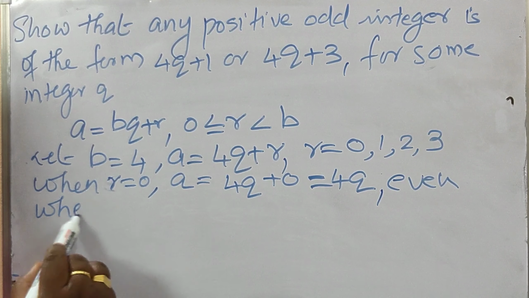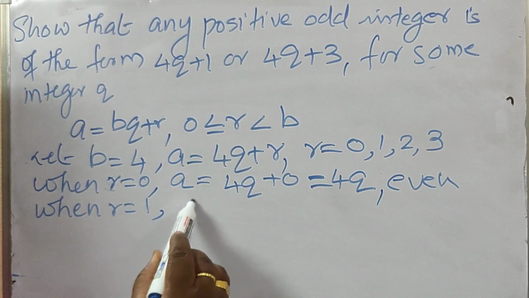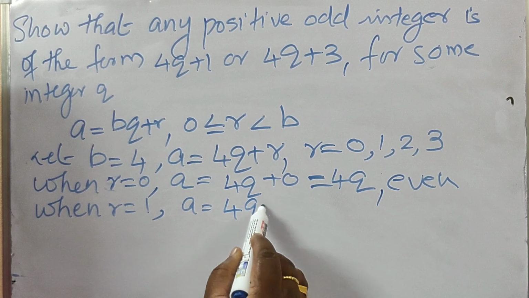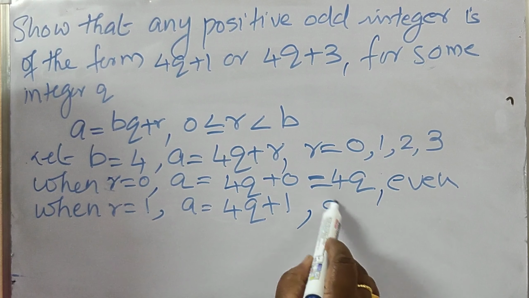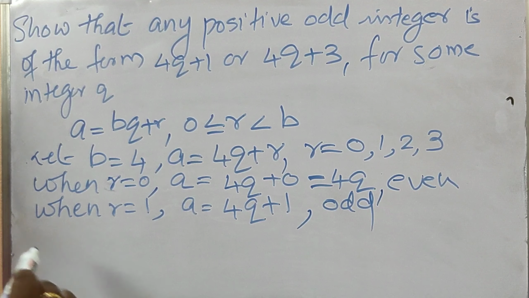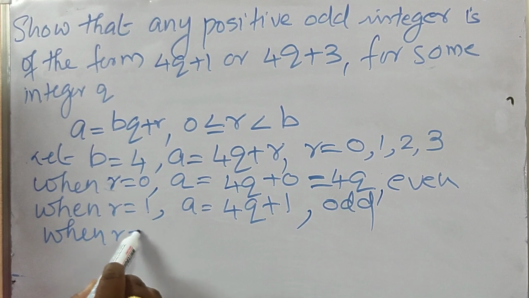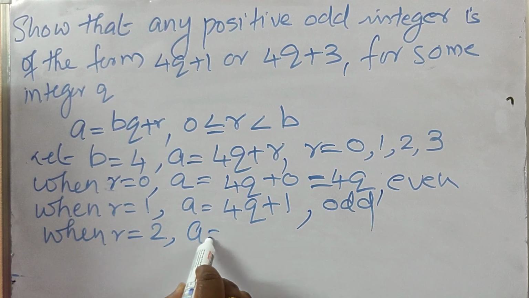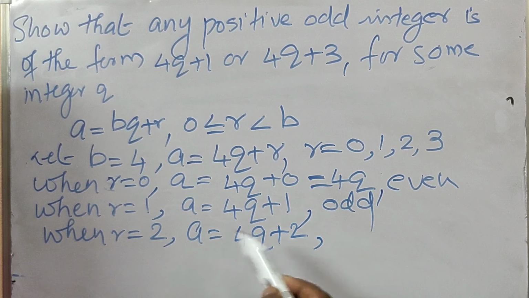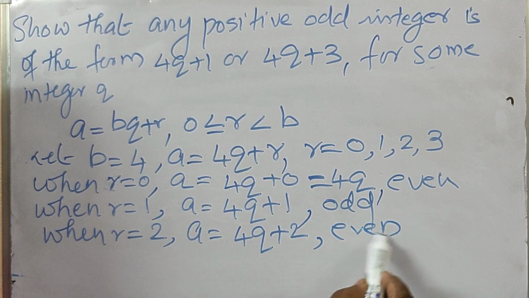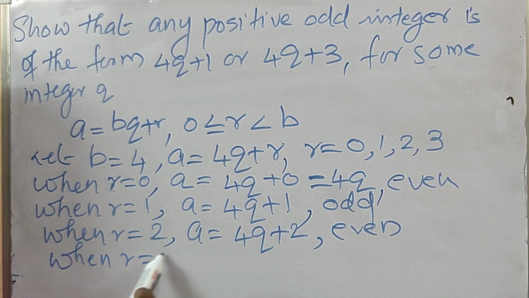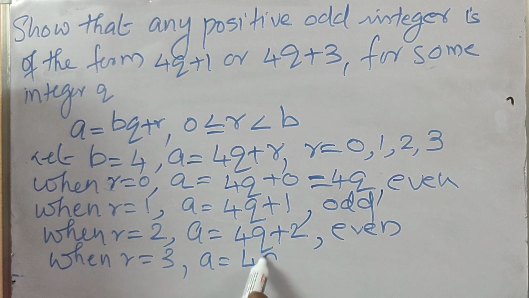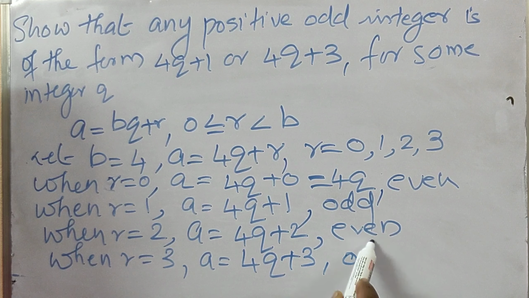Now when r is equal to 1, what is a? a = 4q + 1. 4q was even, so 4q + 1 will definitely be odd. Now again, when r is equal to 2, a = 4q + 2, so it will be even because odd plus 1 will give even. When r is equal to 3, a = 4q + 3, it is odd.